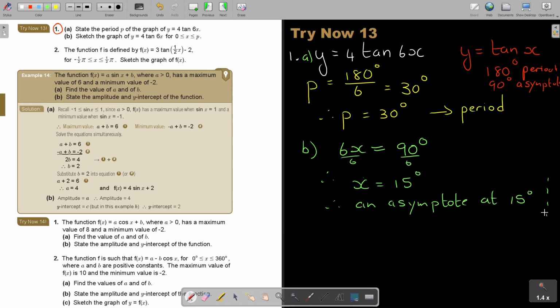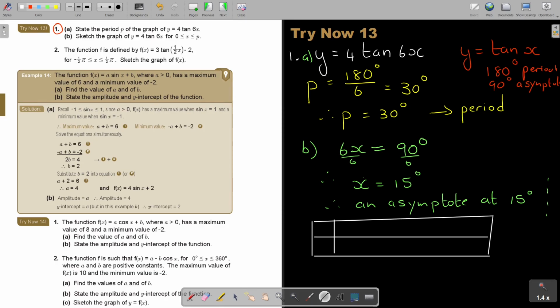Okay, now we're going to set up a table for some key points in the range from 0 to 30. It will help with the construction of the graph, especially for the tangent function. Remember to set the calculator to degree mode. So let's first construct a small table. If I make the intervals not too big, it will help me to get a more accurate graph.